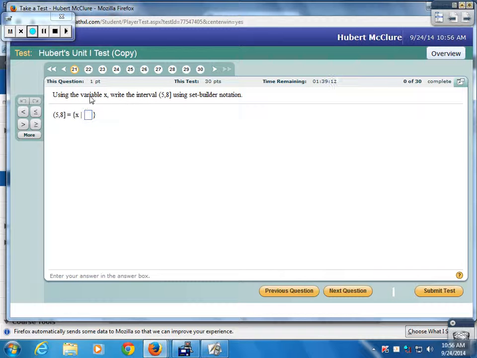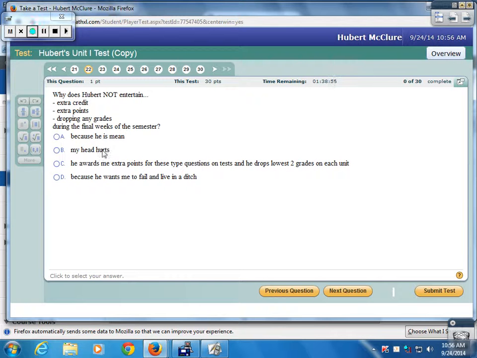Write the interval -5, 8 using set builder notation. That's not hard. We need to go over set builder notation. Yeah, we did. I said we need to. We can. Test is already active. I've already gone over it.